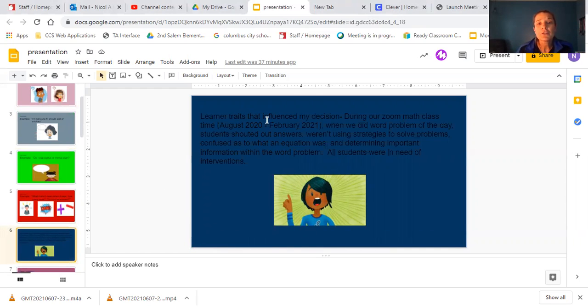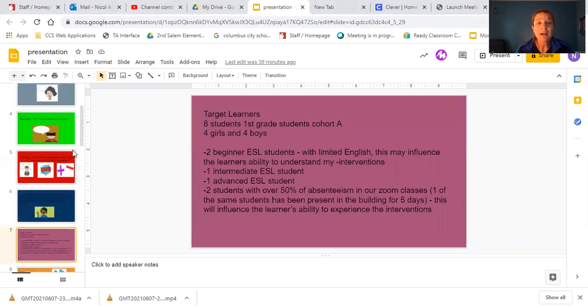So the learner traits that influenced my decision was, during August through February on remote learning, I saw that they didn't have any strategies to solve word problems. Again, they didn't know what an equation was. They didn't know what numbers they should pick and then in what order. So all students needed interventions is what I saw on my Zoom.